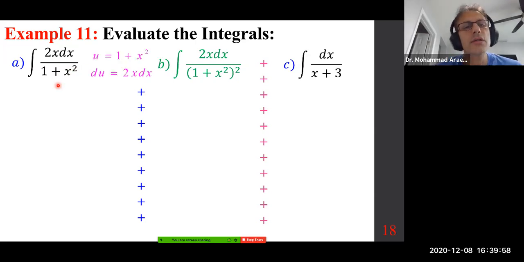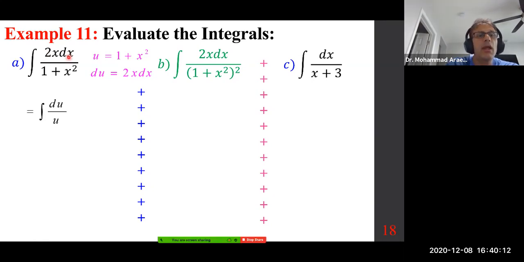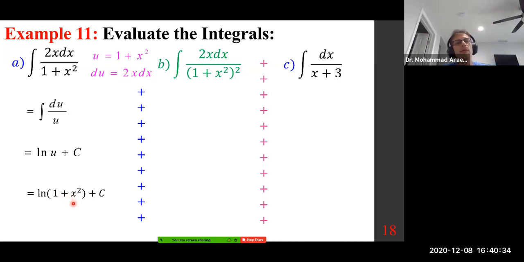So let's see what happens. Both parts A and B have the same choice of u. And therefore, when you calculate du, you simply put the numerator. So let's look at part A. It becomes a case which results in a natural log. Okay, and you replace. By the way, you need an absolute value here, but you don't need an absolute value here because 1 plus x squared is a positive value. Okay, in fact, it's larger than or equal to 1. Okay, so that's part A.